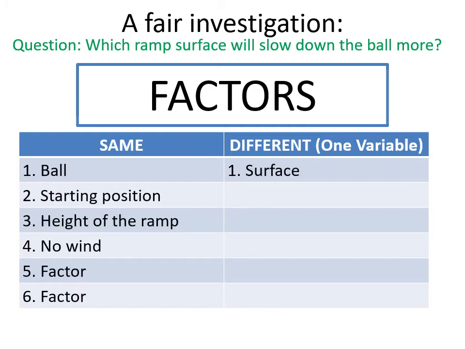Here are some of the factors that we said needed to be the same. For example, we used the same ball, the same starting position for the ball, the height of the ramp, so how high the ramp was. We tried to release the ball with no wind and discussed that the only different variable was the surface. That's the one thing we changed in the investigation because that's what the question is about. It says which ramp surface will slow down the ball more.